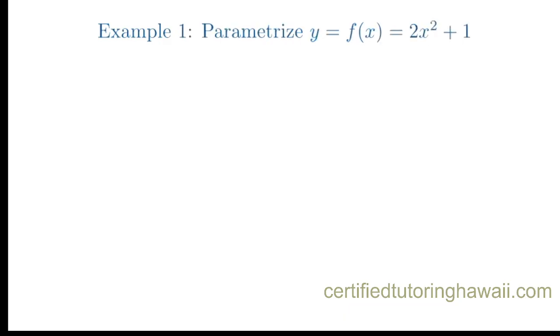Our first objective is to represent a curve in the plane parametrically. We'll start with the most straightforward case, a function where y can be explicitly written in terms of x. Consider the function f of x equals 2x squared plus 1. If you're asked to find a parametric representation for this, there's a very simple and reliable strategy. You let the parameter t represent x. We simply set x equal to t.